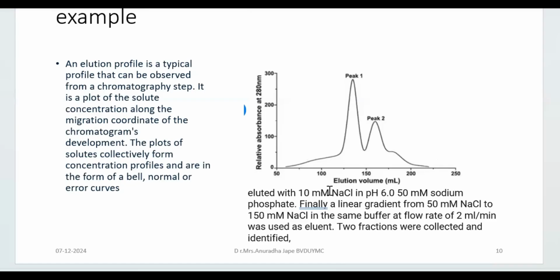Now in this case, elution is done with 10 millimolar NaCl at pH 6 and then 50 millimolar sodium phosphate. This is the final elution system. Then the gradient is prepared from 50 millimolar NaCl to 150 millimolar NaCl in the same buffer at a flow rate of 2 ml per minute. As a result, the mixture has separated into two different fractions and two different zones, and the fractions collected are identified and will tell you what analyte is present in each.